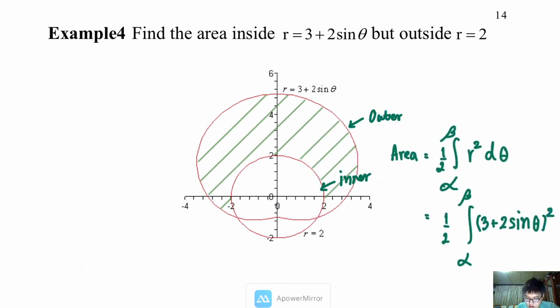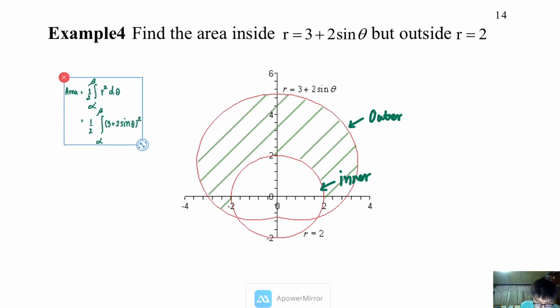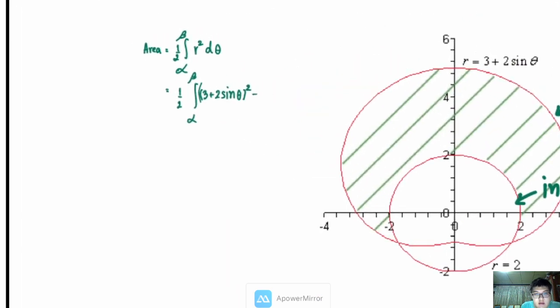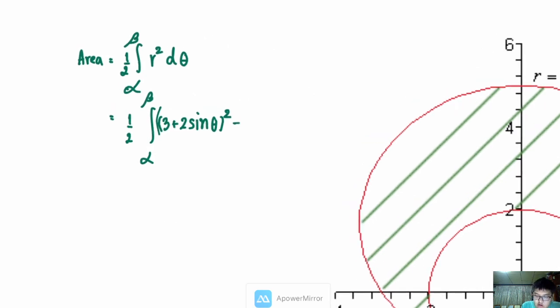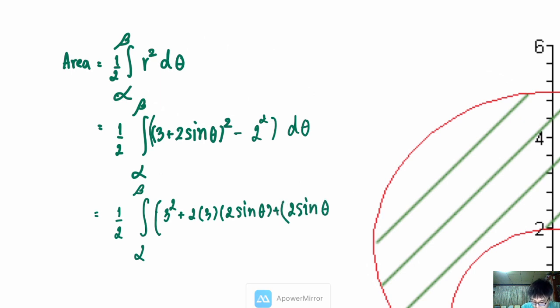Okay, so we will rewrite this one, and we cancel with the circle r equals 2. You look at this. This one we will minus negative 2 squared, d theta. This one you calculate here: 1/2 integral from alpha to beta of (3 plus 2 sine theta) squared minus 4, d theta, right?